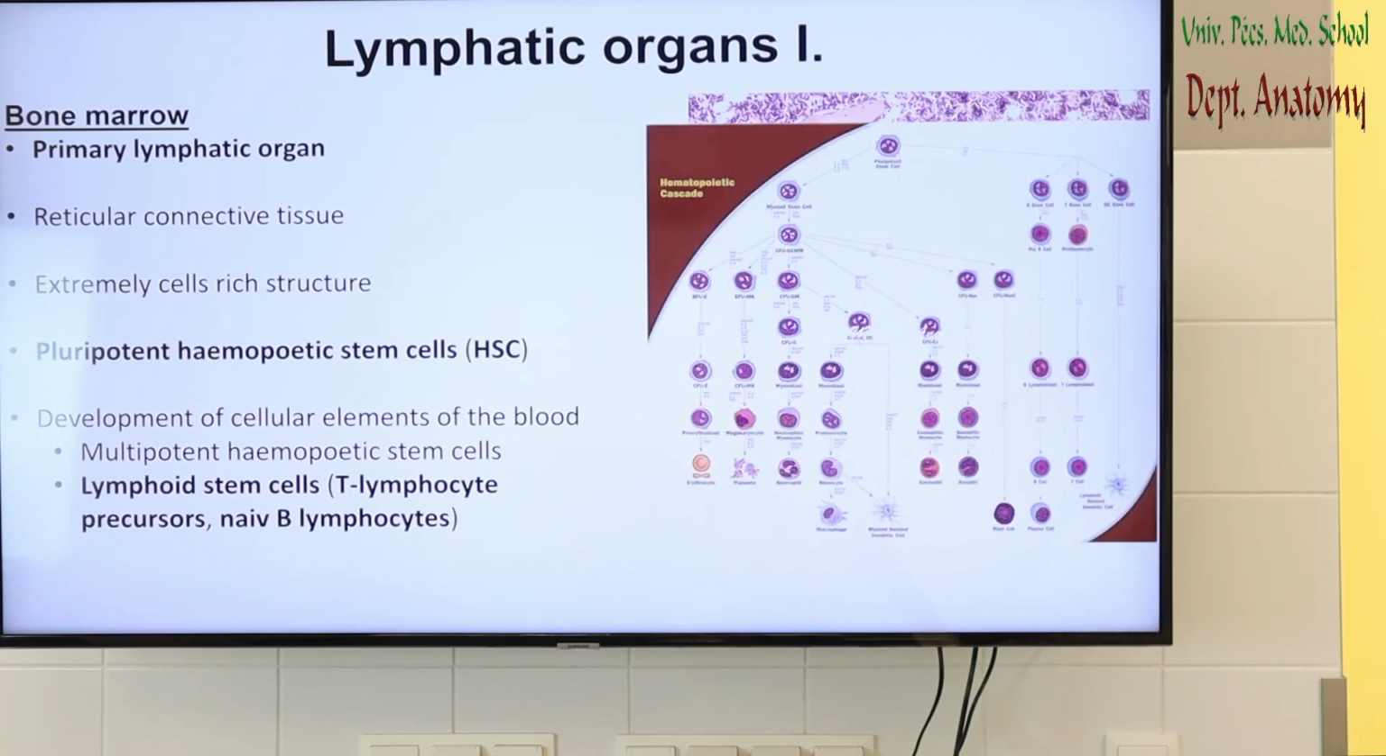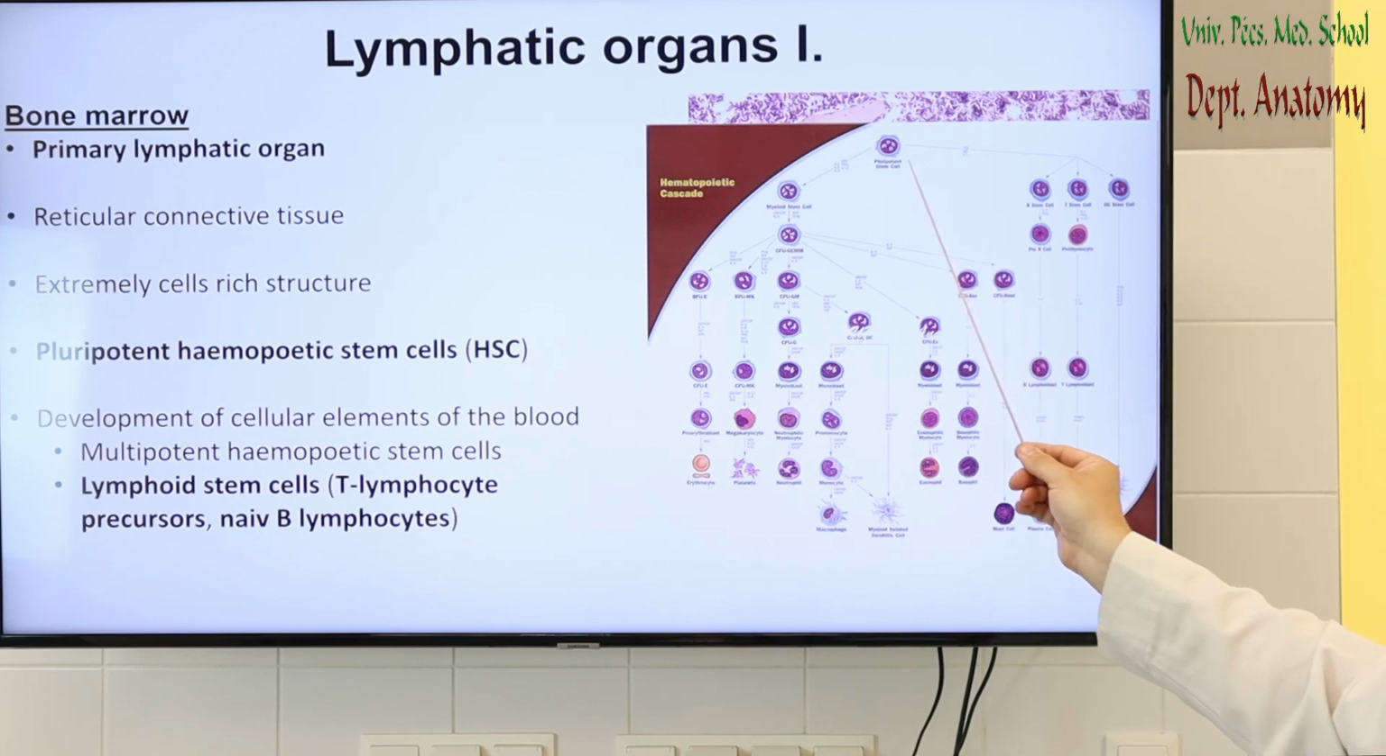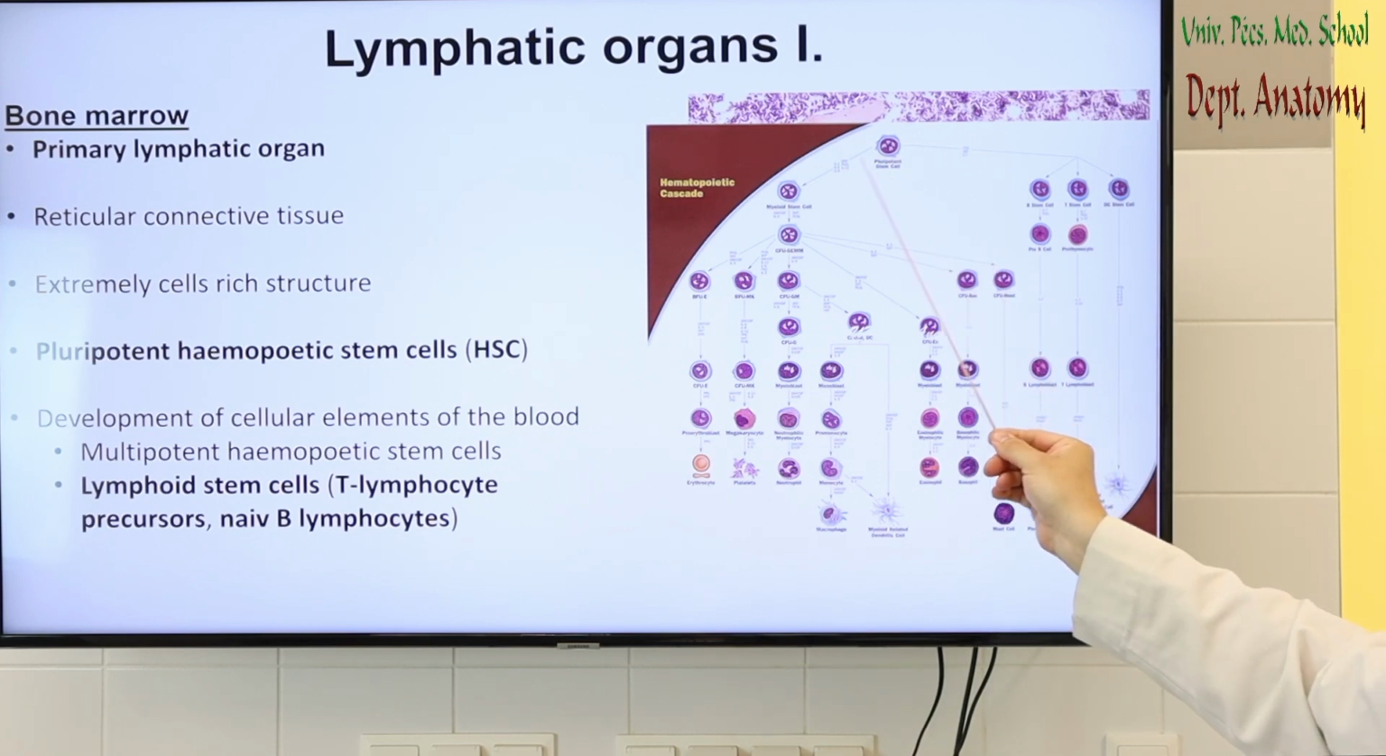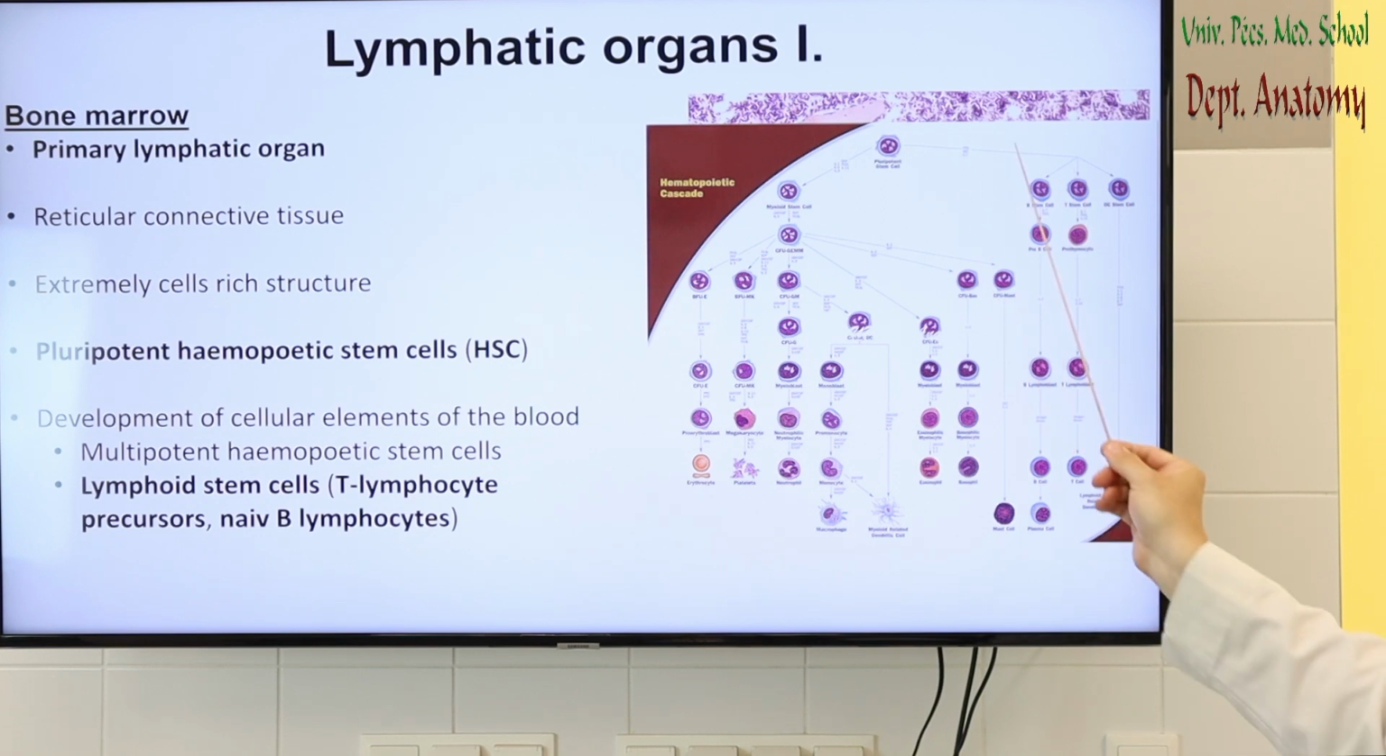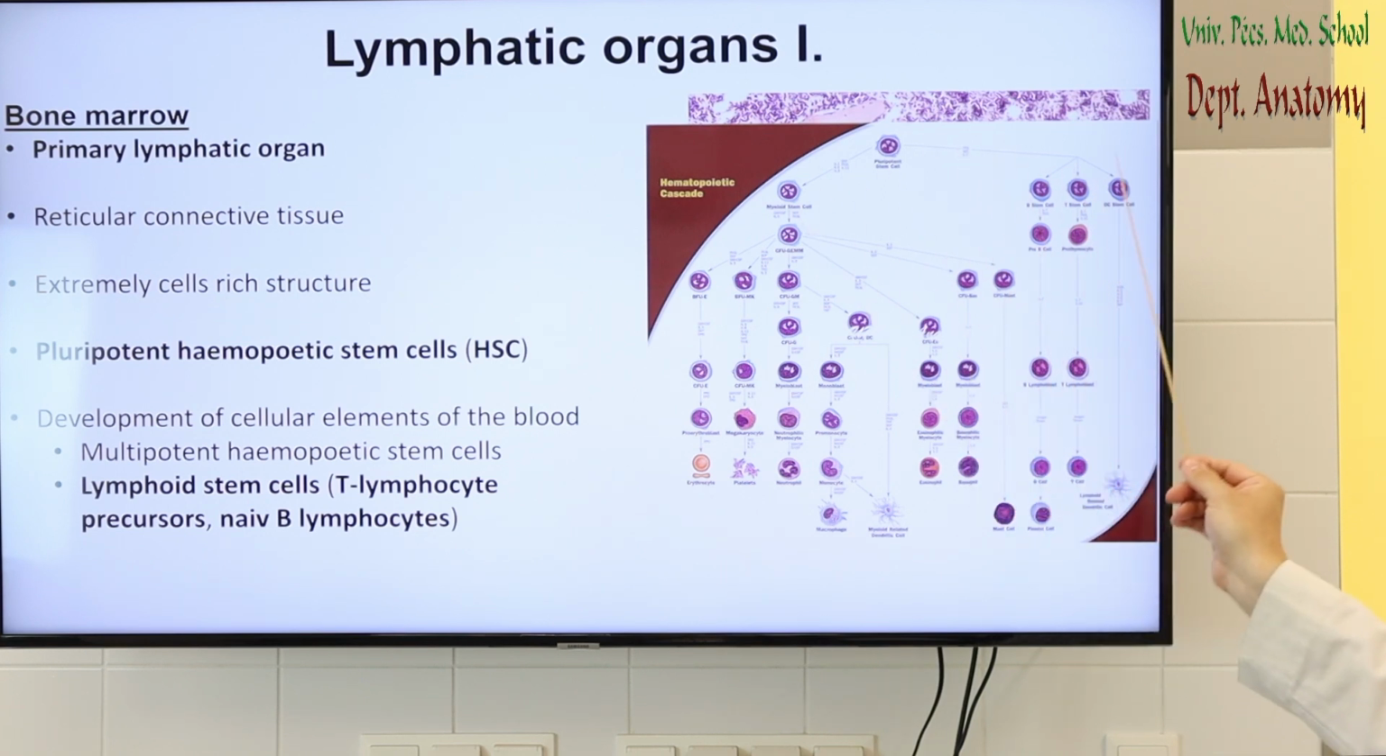Here on this chart, you can see the formation of the different blood cells and lymphatic cells. The whole process starts from pluripotent stem cells, and they can differentiate in various directions, and eventually they create the cellular elements of the blood and the lymphoid, first the lymphoid stem cells and eventually the different lymphatic cells.